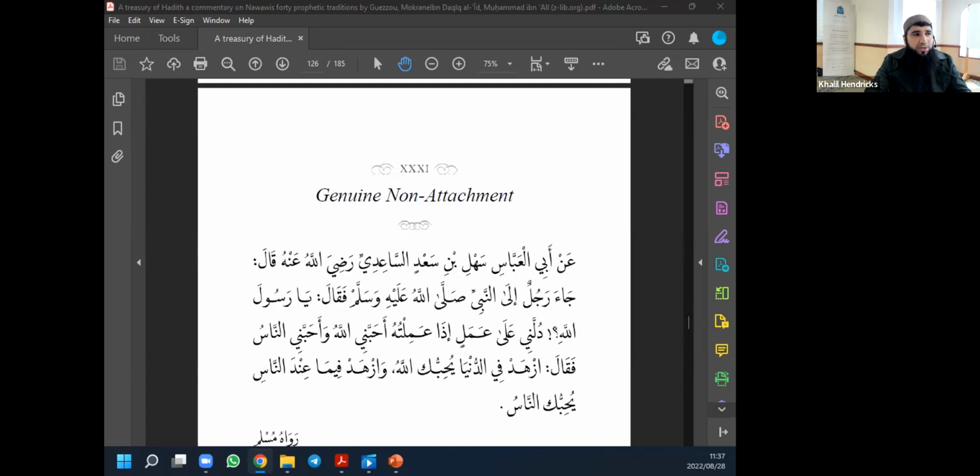And it also shapes how we interact with other people. One of the ways of getting closer to Allah, getting openings with Allah, is through giving of yourself.